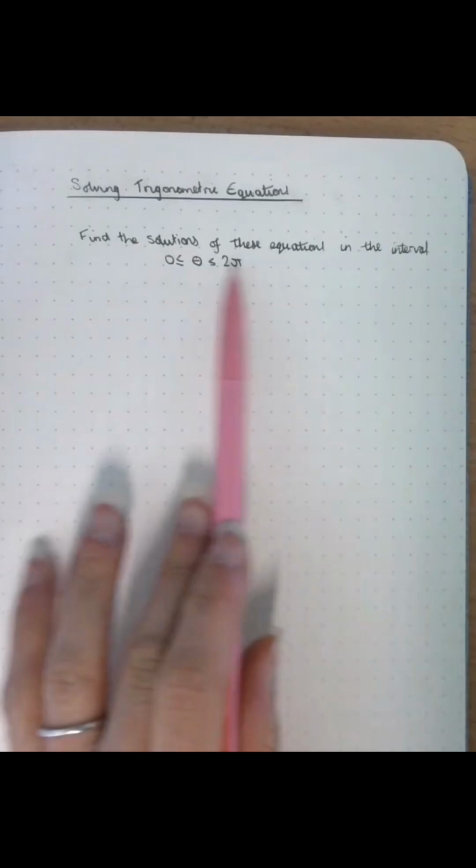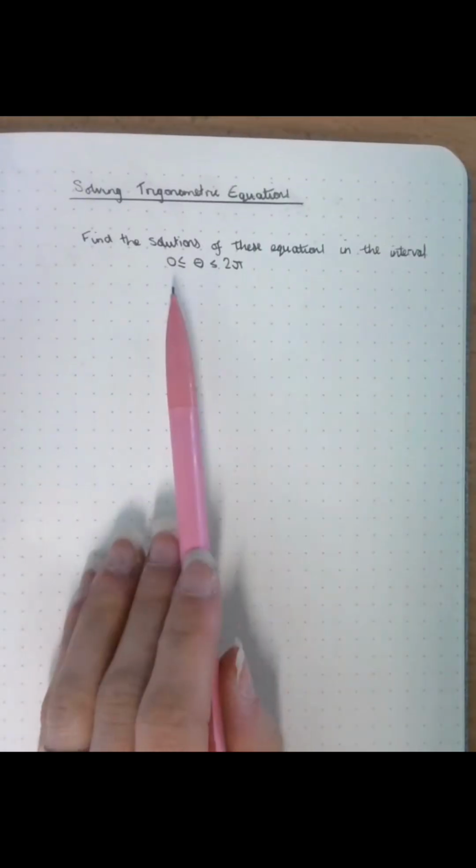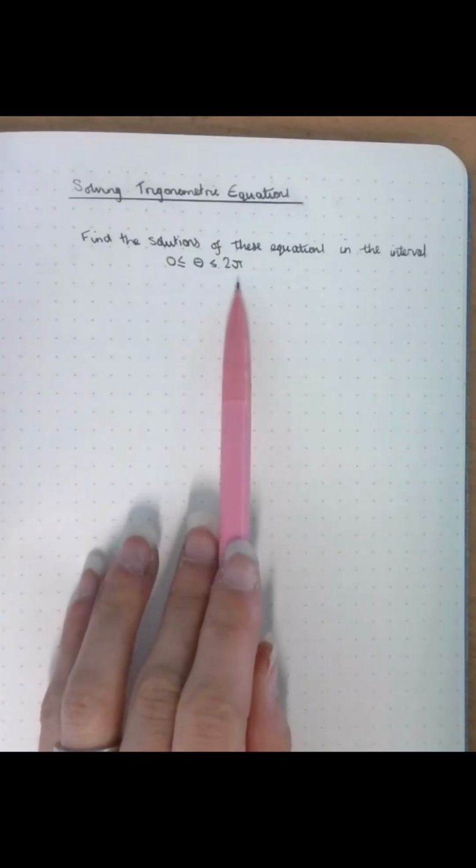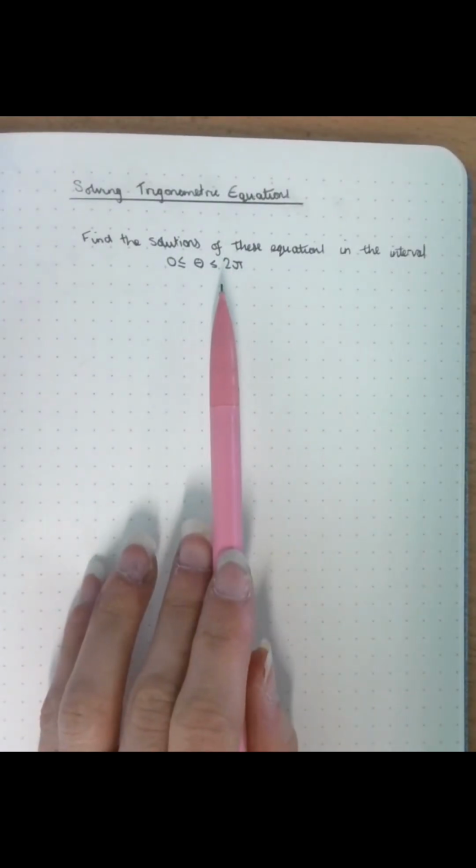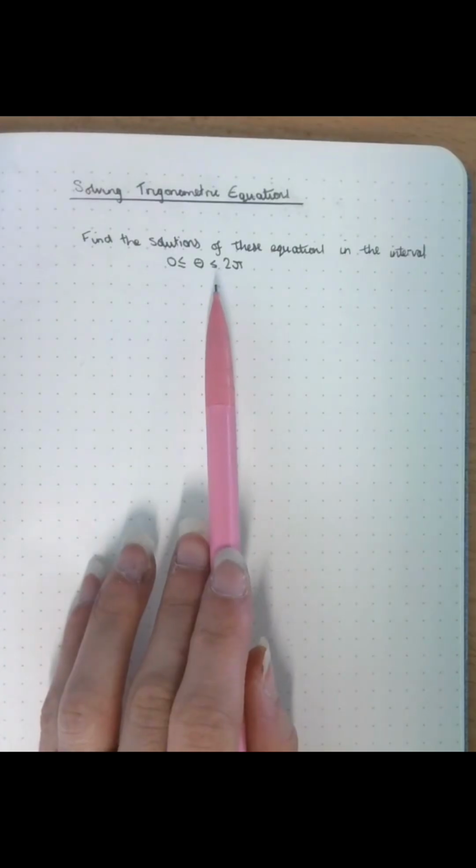Solving trigonometric equations, but we've got radians involved. So we have a look at this question. It says, find the solutions of these equations in the interval 0 to 2 pi. So that 2 pi bit will tell us that we're dealing with radians. If your angle is given in terms of pi, it's radians.